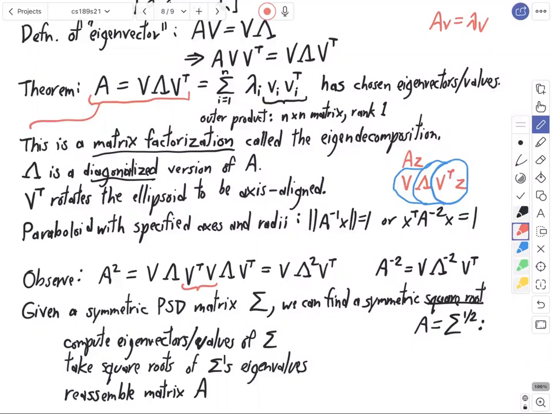I should say though that by far the hardest part of this square root algorithm is the first step. Computing eigenvectors and eigenvalues of a symmetric matrix is a hard topic to do efficiently, and it's definitely out of scope for this class. But you might learn about it in a graduate math class.